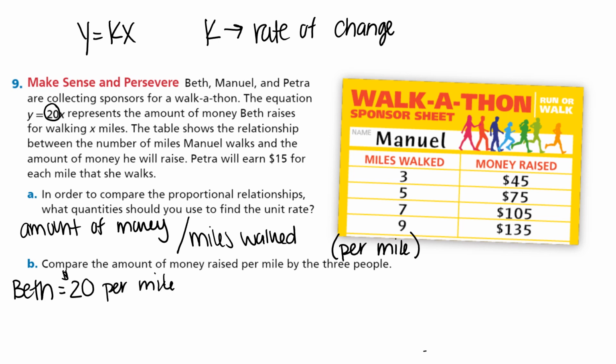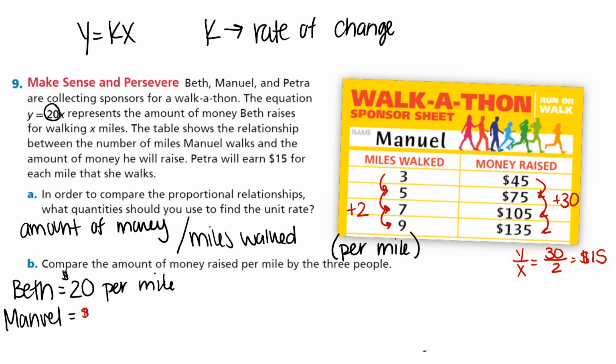The table is representative of Manuel. To solve the table, we find our pattern. 3, 5, 7, and 9 is a pattern of 2 miles. 45, 75, 105, and 135 is a value of $30. Setting up the fraction y over x, 30 divided by 2 is a value of 15. So Manuel gets $15 per mile.